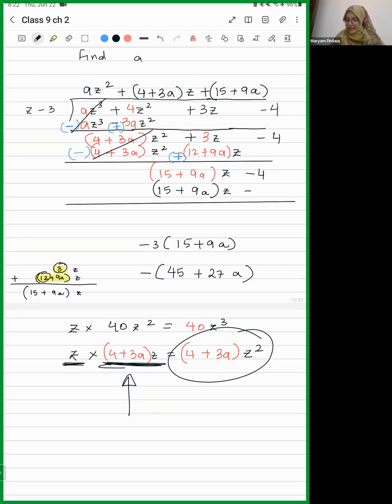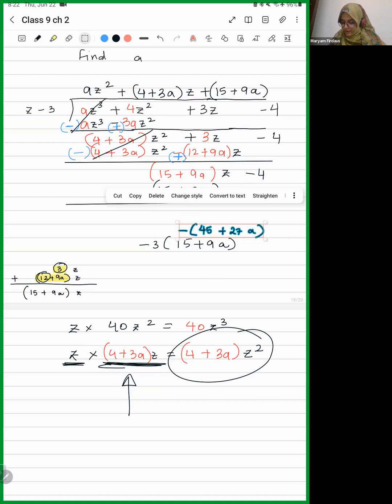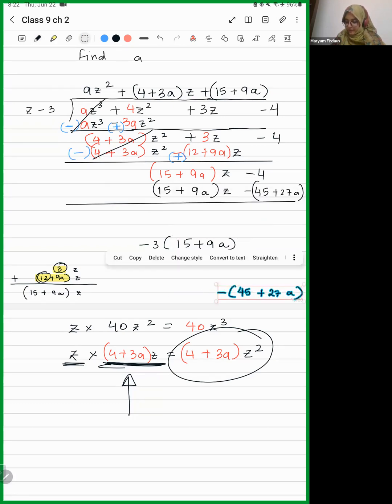All right. So we are supposed to write this thing over here. So I'm just going to copy paste it. Nope, it's not fitting. Never mind. So I'm just going to write minus 45 plus 27a. Till here, everyone has written in their notebooks? Yes, ma'am. Okay, good.